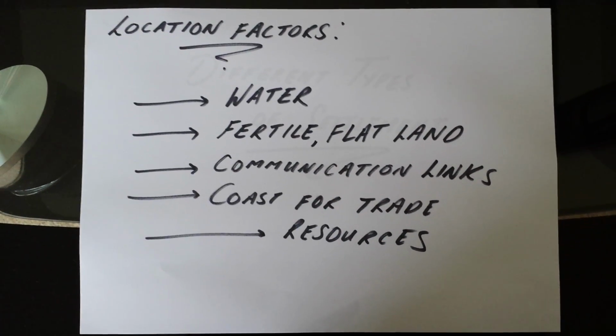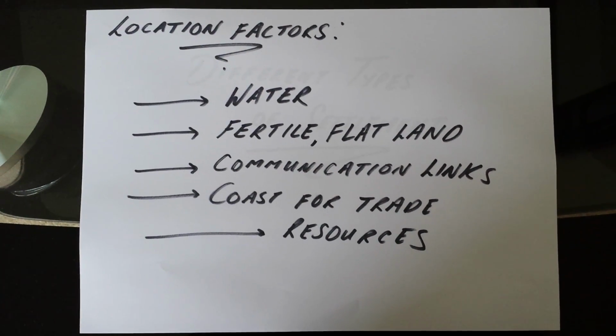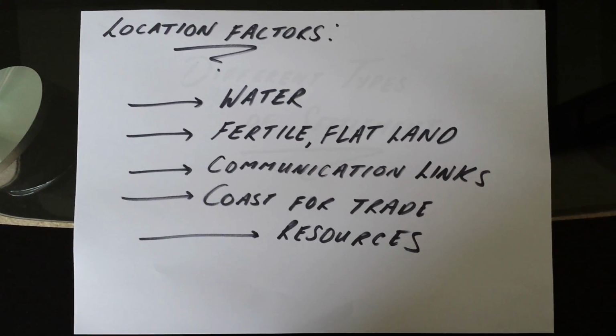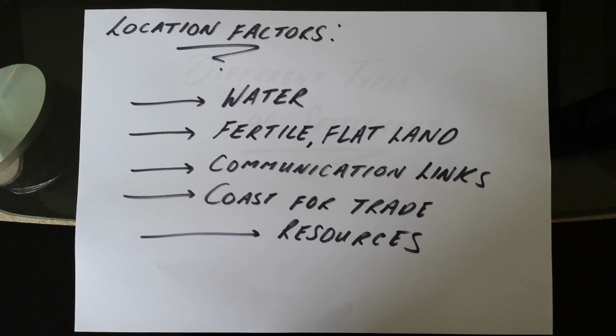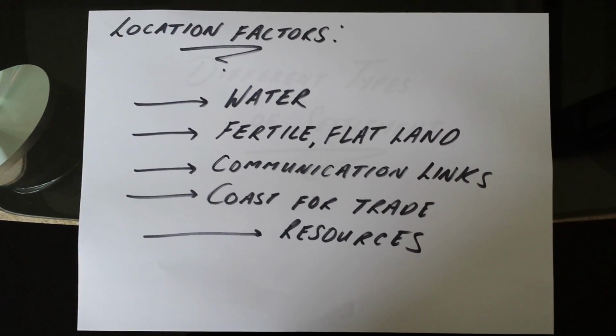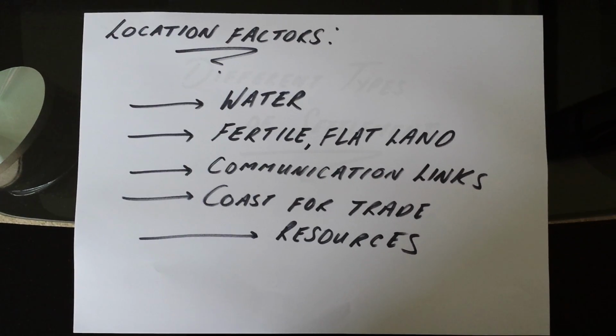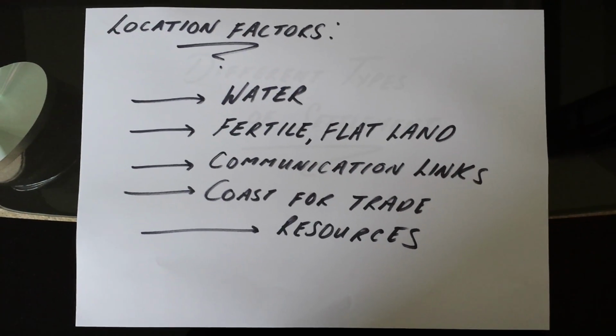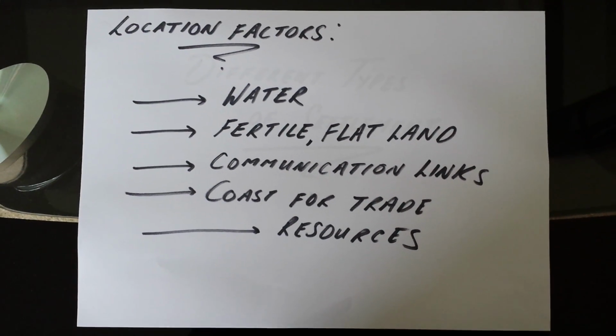we identified those as water in order to provide people with drinking water and also for irrigation of crops, fertile soils in order to make sure that people can get food, flat land which is good for farming and also good to build on, human factors such as communication links and being able to communicate with people in other settlements and other places, though obviously with the internet nowadays that's a lot easier than it used to be.